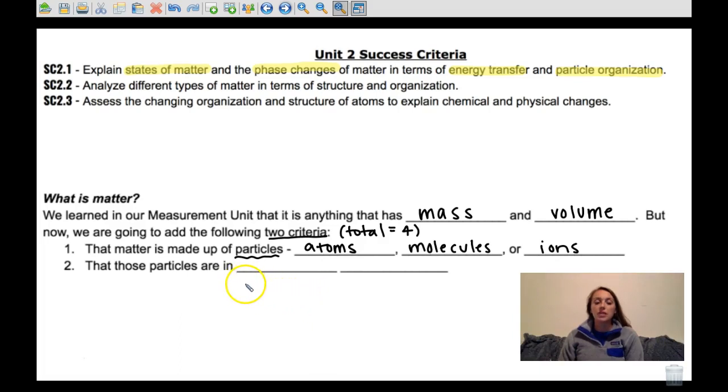But the last criteria, in addition to matter having mass, volume, and being made up of particles, is understanding that those particles are in constant motion, even in states that we think they are not moving.